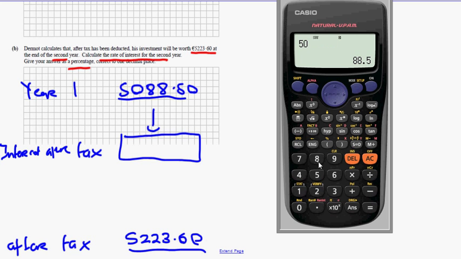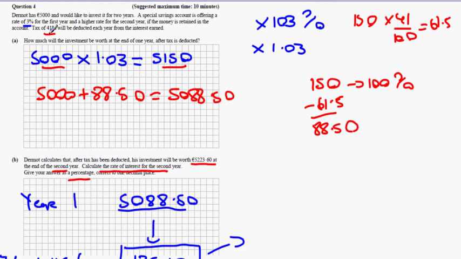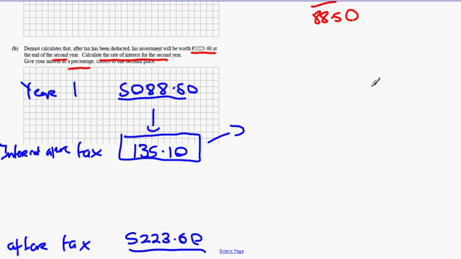So 5088, sorry, the other way around. 5223.6 take away 5088.5, and what we get is 135.1. Now this 135.1 is the interest made after tax. Now the problem is we took away 41%, because 41% is the tax amount. So this, therefore, 100% of your interest and 41% was taken away from it. This number here accounts for 59% of our interest.